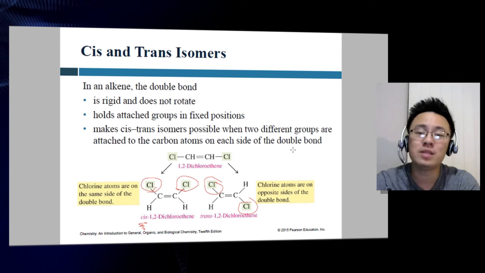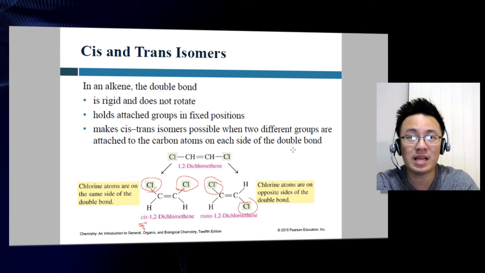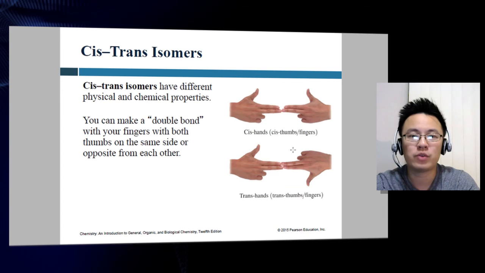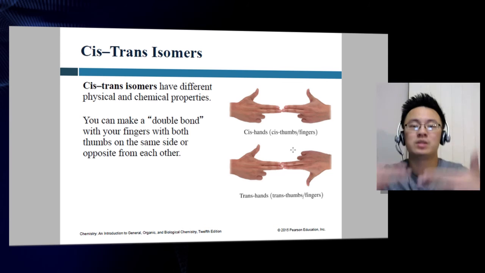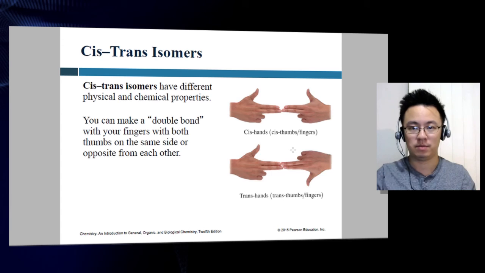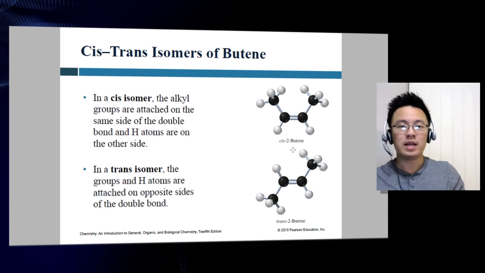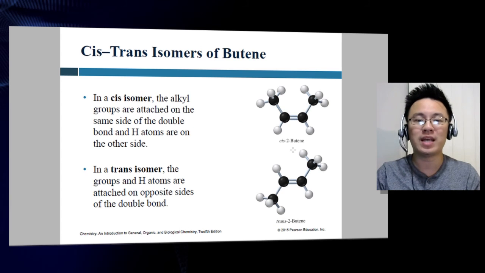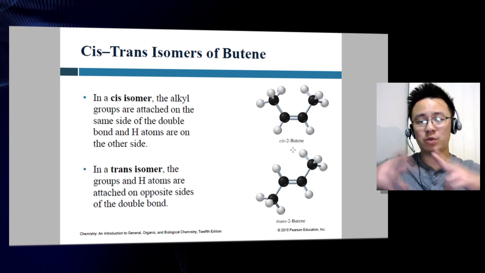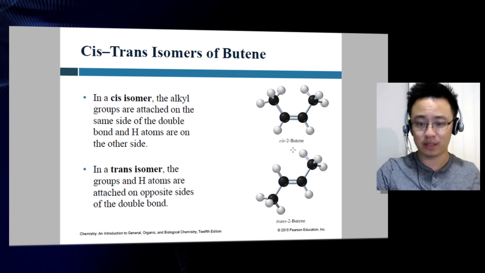All right, so when there's a possibility of cis-trans, we have to indicate that in our nomenclature. Cis-trans isomers have different physical and chemical properties. You can make a double bond with your fingers with both thumbs on the same side. This would be a cis versus this is a trans. In a cis isomer, the alkyl groups are attached on the same side versus that of a trans, where the groups and the hydrogen atoms are on opposite sides.